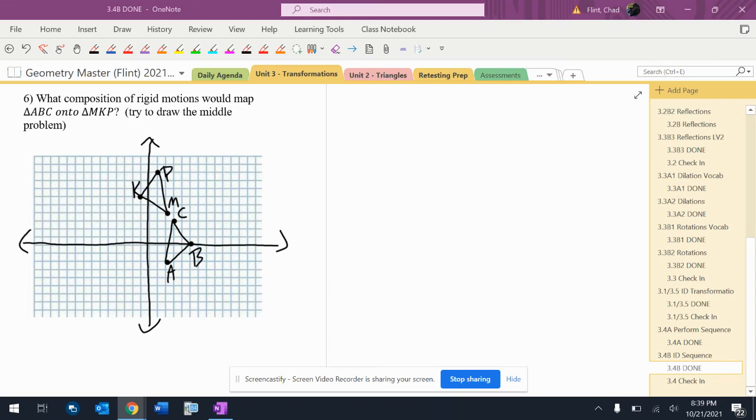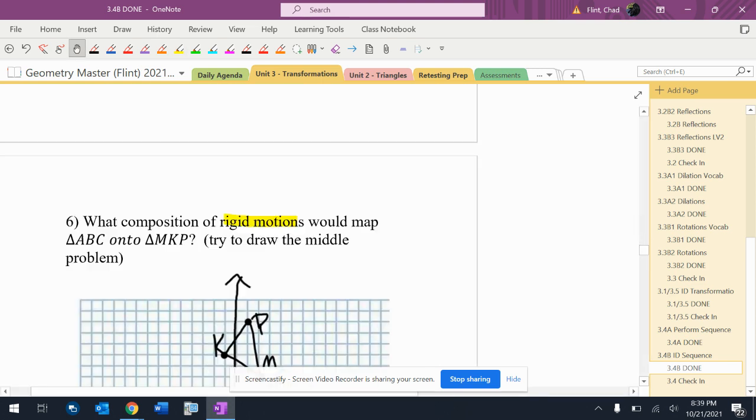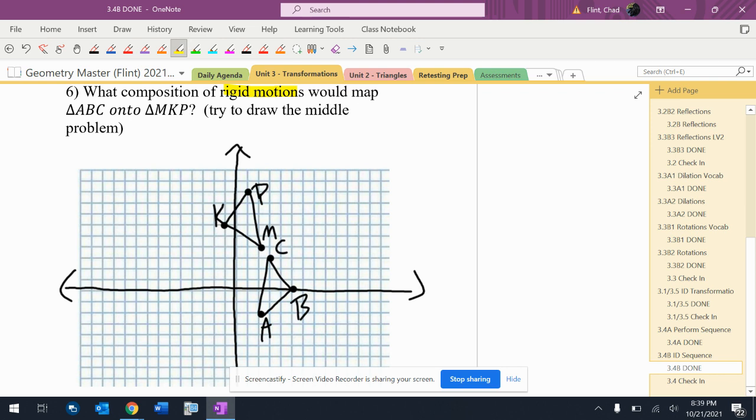All right, so this next one says, what composition of rigid motions? So when you see that, that means there really can't be a dilation. All right, so what composition of rigid motions would match ABC onto MKP? So I am absolutely going to color code these so I can tell what's going on.